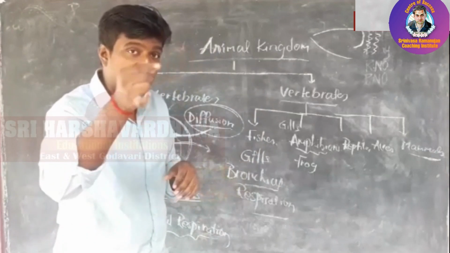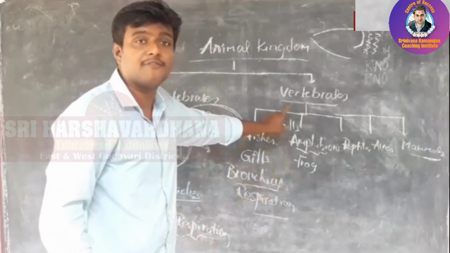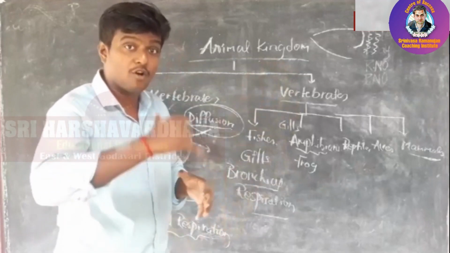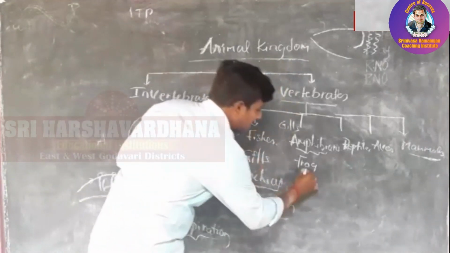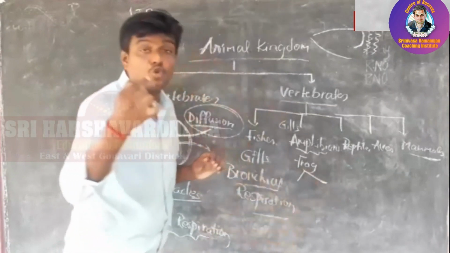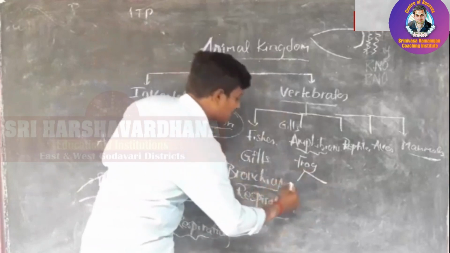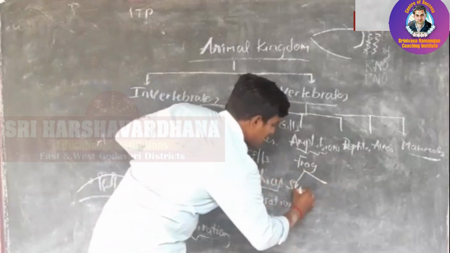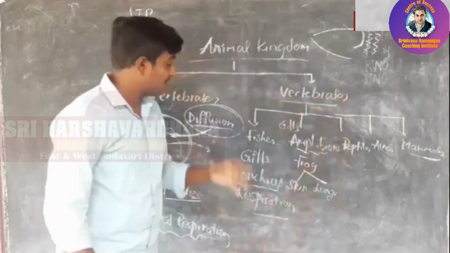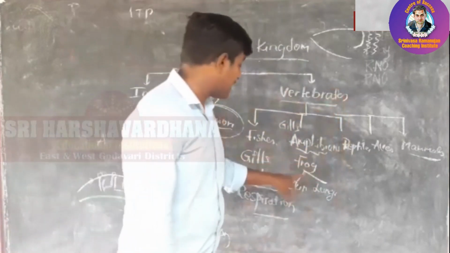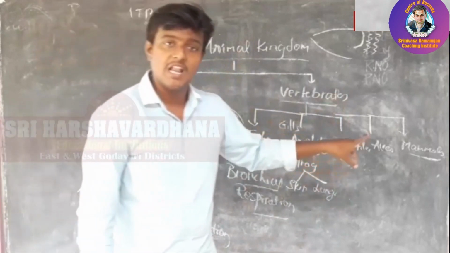So when the frog is in the tadpole stage, it respires by the help of gills. But once the frog has grown into an adult frog, it respires with the help of 2 respiratory organs. What are those 2 respiratory organs? One is the skin, another one is the lungs. So the frog respires by the help of the skin, and at the same time it respires by the help of the lungs.